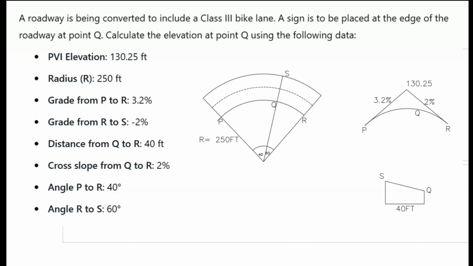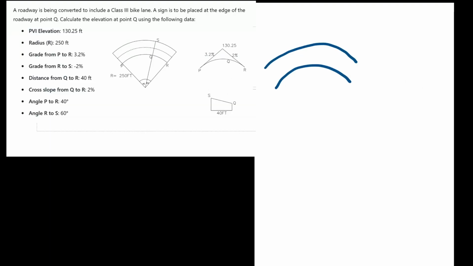The question is, there is a vertical curve, and in that vertical curve there's a P, there's a R. This is the vertical curve, and there's a spot at Q, and they want to know what's the elevation at S. So first we have to get to the elevation at Q, and then we get to the elevation at S. That's what we are trying to do.